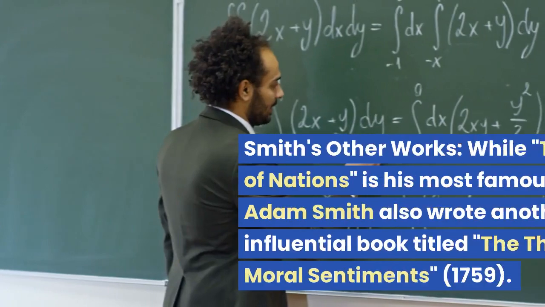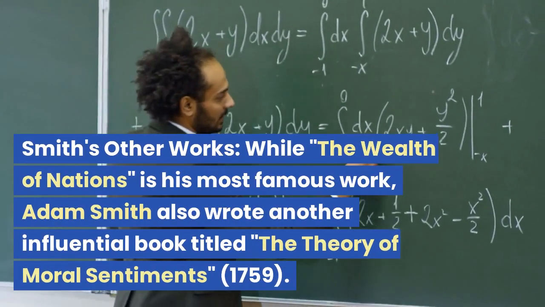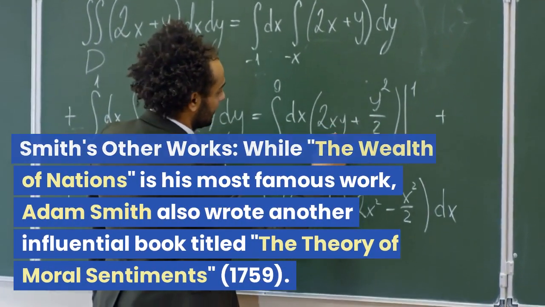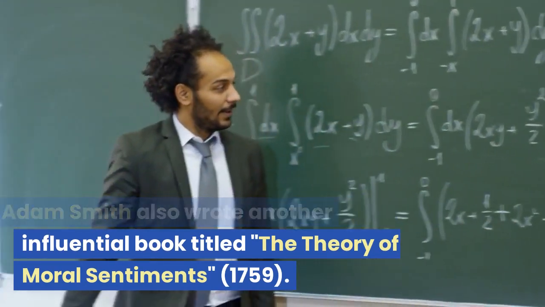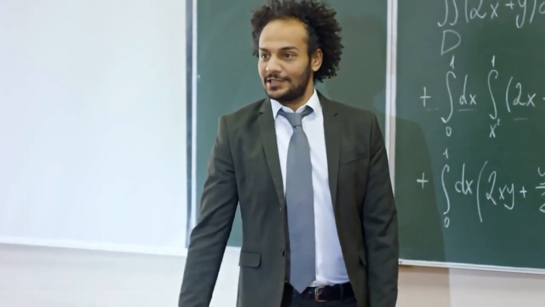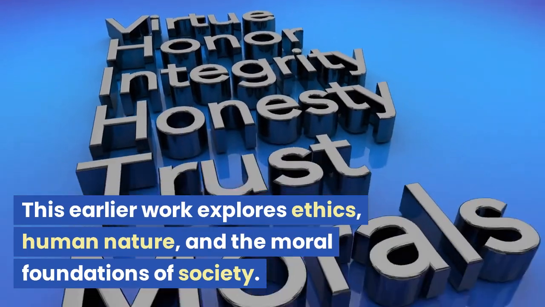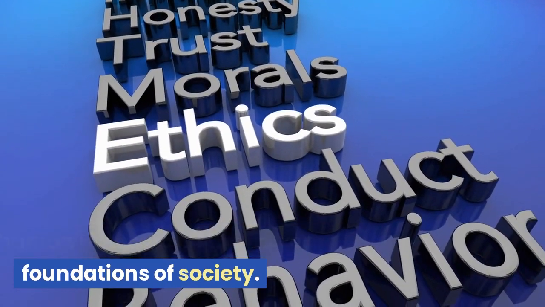Smith's other works: while The Wealth of Nations is his most famous work, Adam Smith also wrote another influential book titled The Theory of Moral Sentiments, 1759. This earlier work explores ethics, human nature, and the moral foundations of society.